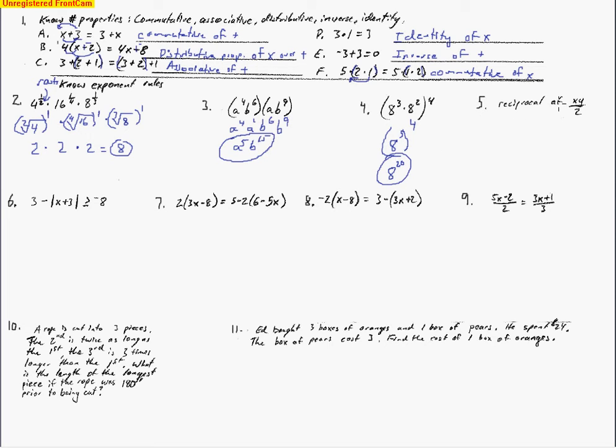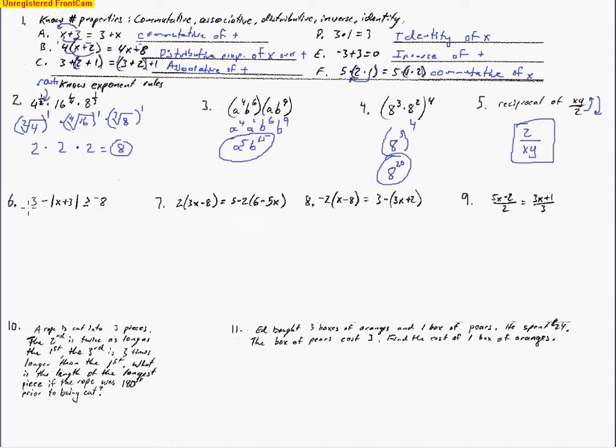Over here, the reciprocal just means turn the fraction upside down. We do this when we multiply or divide fractions. We also use the reciprocal when we're trying to solve an equation and canceling out a fraction as a coefficient. So just turn the fraction upside down. 2 over xy is the answer.